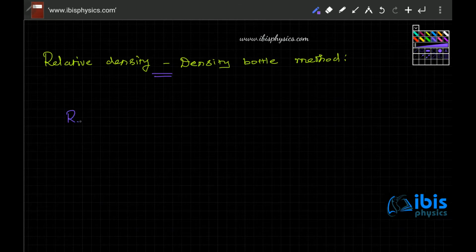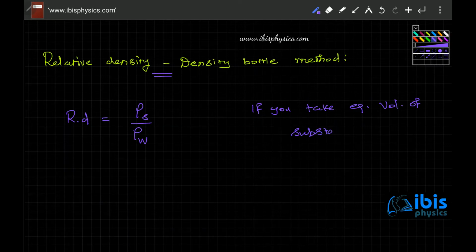We know that relative density, or specific gravity, as it is also called, is the density of the substance divided by the density of water. If you take equal volumes of substance and water, what happens?